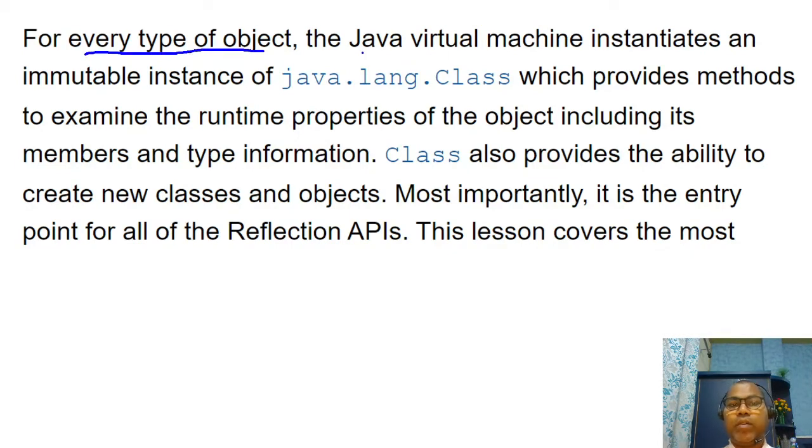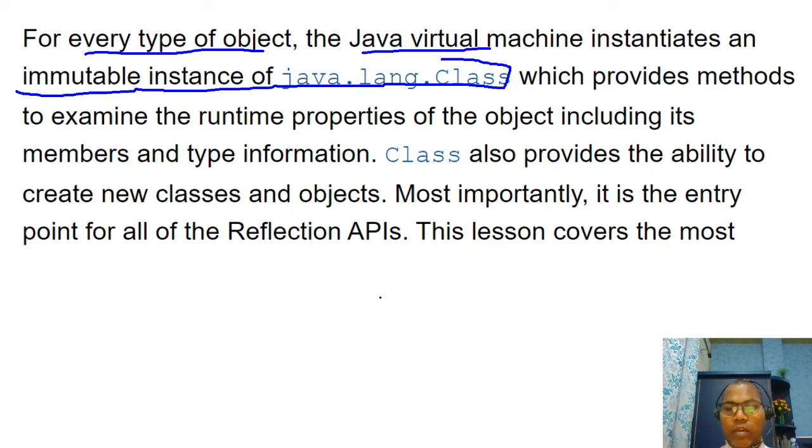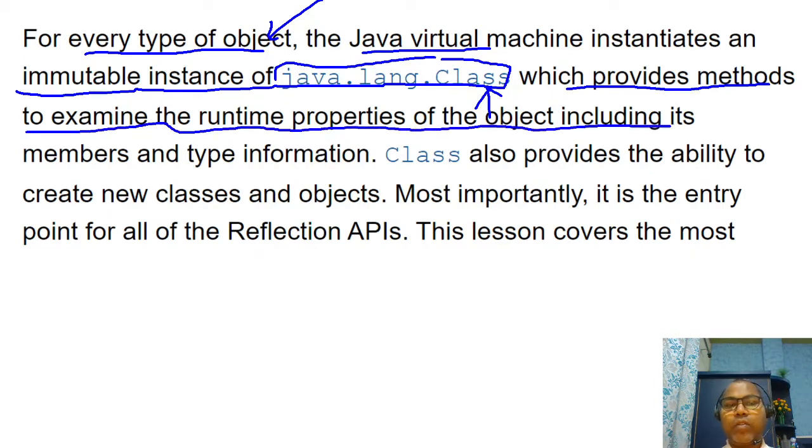Every type of object in the JVM is an immutable instance of a class. This is just like java.lang.Object, where each object is a subclass of Object. Similarly, any type of object we are talking about is one instance of the immutable class java.lang.Class. Class is a kind of class which provides methods to examine the runtime properties of an object, including its members and its type information.